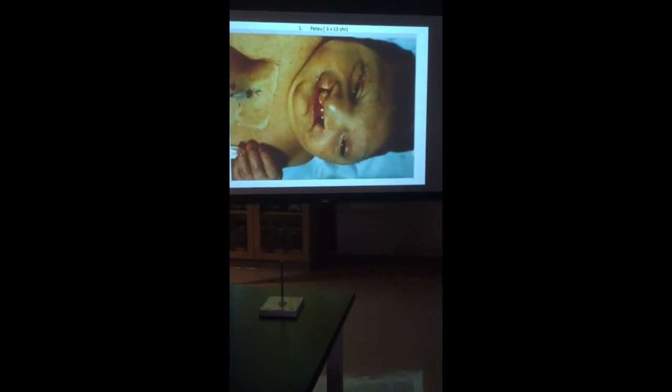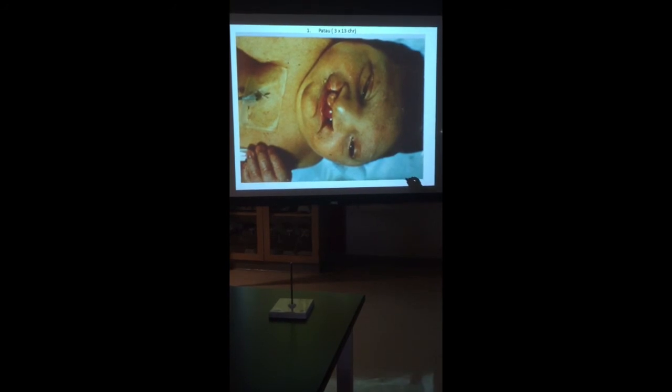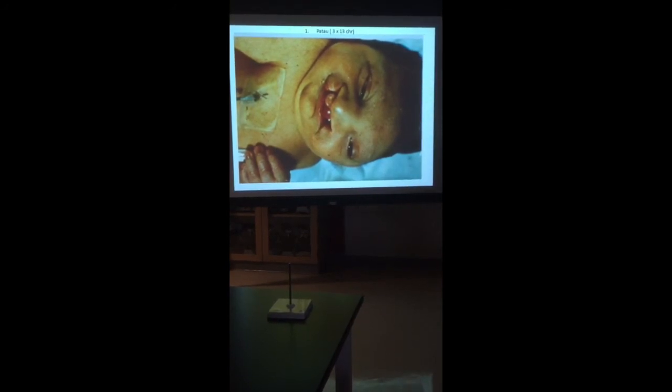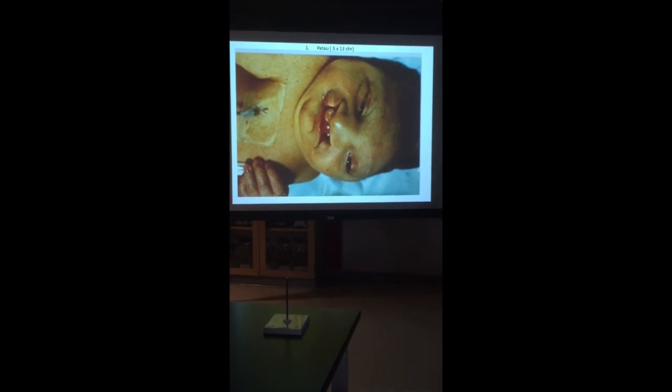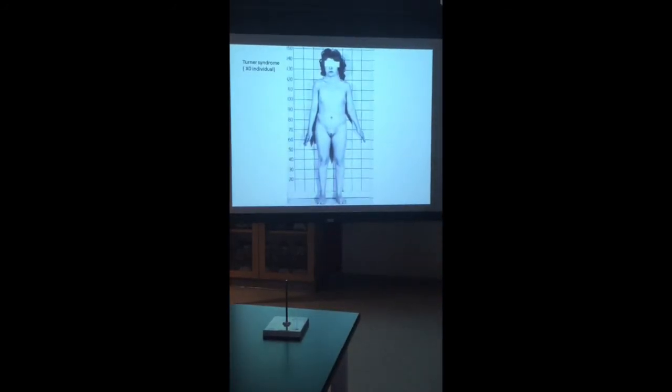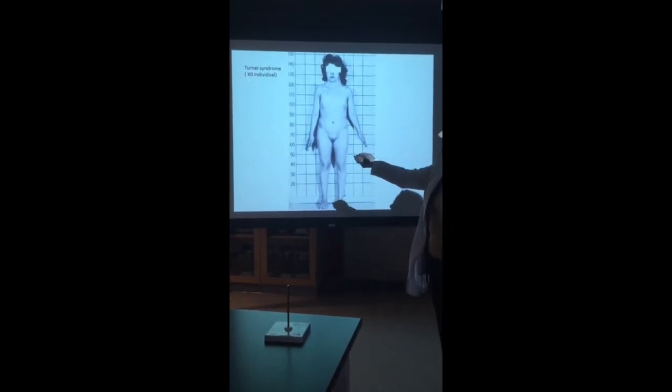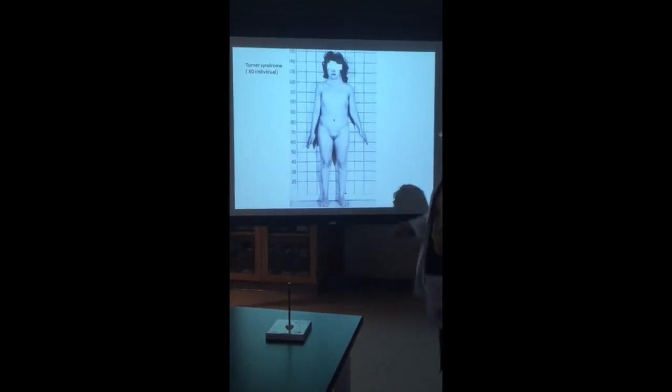This is called Patau. This is trisomy 13. Again, it's another rare genetic disorder. It causes neurological, heart, and kidney defects. And you can see the typical cleft lip usually has a cleft palate in there. This is Turner syndrome. Normally a woman is XX, but in this case, it's X with a 0. There's only one X chromosome.